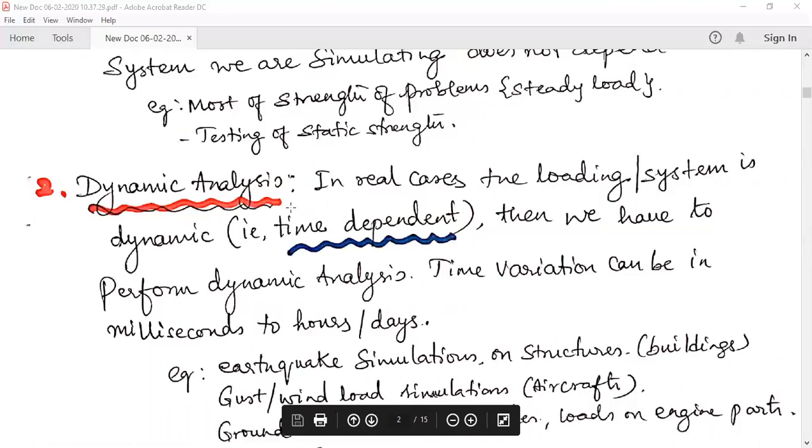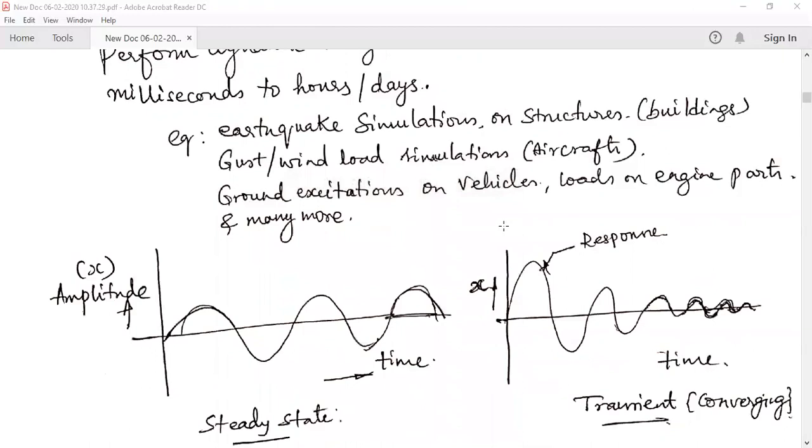performed. This is very, very important, students, in order to appreciate this particular topic: the effect of dynamic analysis and the importance of dynamic analysis on various engineering components.